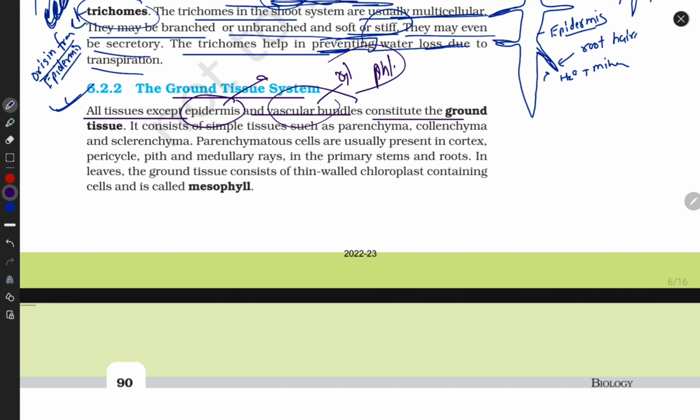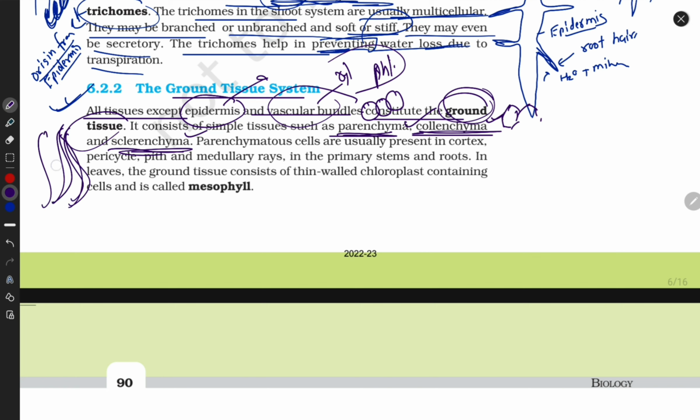Xylem and phloem form the vascular bundle. All other things are made up of ground tissues, like cortex, endodermis, and pericycle. And ground tissues are made up of parenchyma, collenchyma, and sclerenchyma. We already discussed in simple tissue what parenchyma, collenchyma, and sclerenchyma are: round in shape, hexagonal in shape, and fiber-like structure.